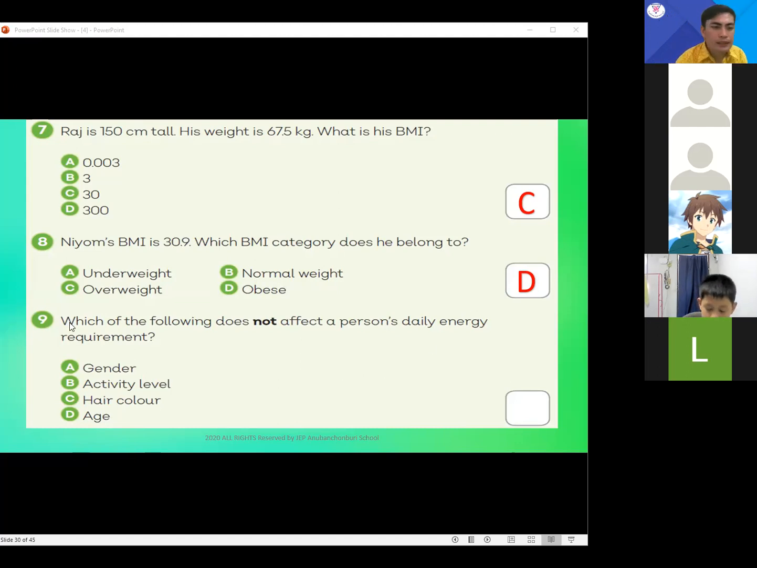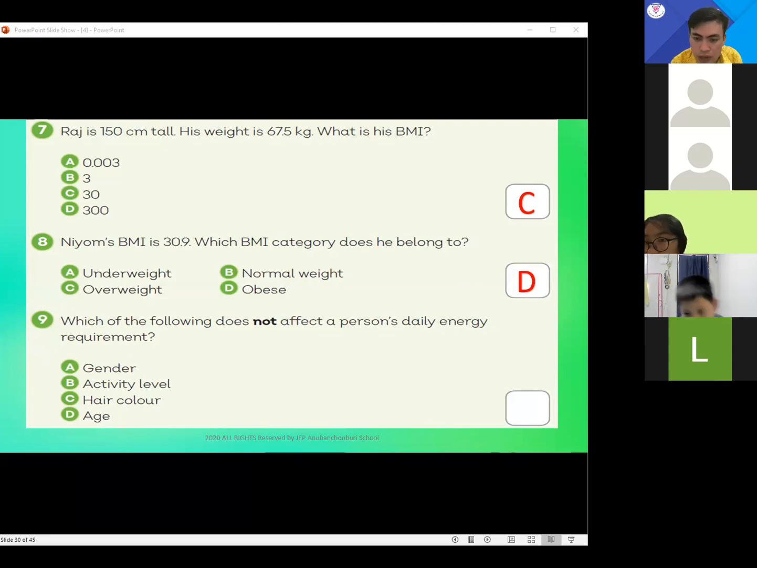Number nine. Which of the following does not affect a person's daily energy requirement? A, gender. Napichaya, what's your answer? Hair color. Hair color, letter C. Correct. Napichaya is number 30, right? Am I correct? Yes. Okay, you will receive a point. Thank you.